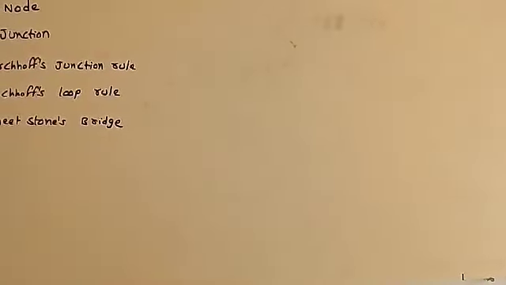Good morning, students. Today, in current electricity, we will learn a few important questions. That is, node, junction, Kirchhoff's junction rule, Kirchhoff's loop rule, and by using those Kirchhoff junction rule and loop rule, we see the condition of Wheatstone's bridge. Because this is a highly important question for the PUC second year. See one by one.